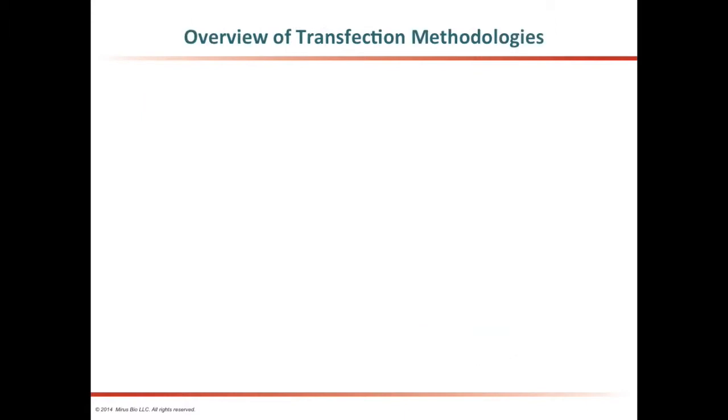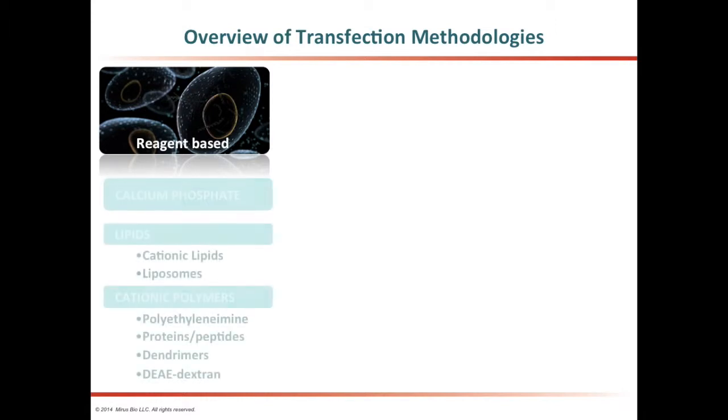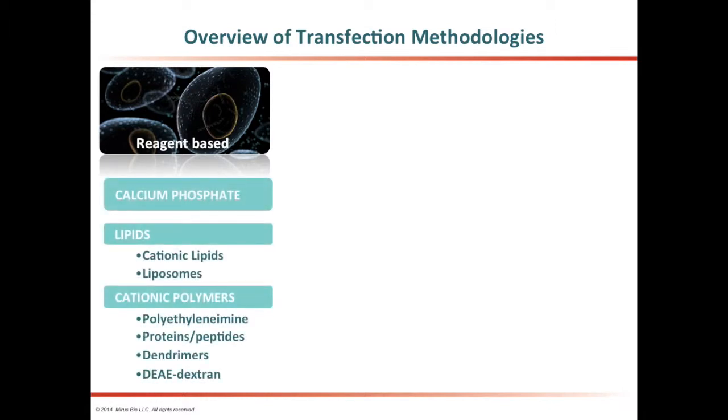Various methodologies are available to researchers who are performing transfections. The simplest and most popular approach is reagent-based transfection. The first chemical transfection reagent to be used was calcium phosphate, which could bind and form complexes with DNA. This method, despite being very cheap, suffers the drawback of being highly variable from one experiment to the next.